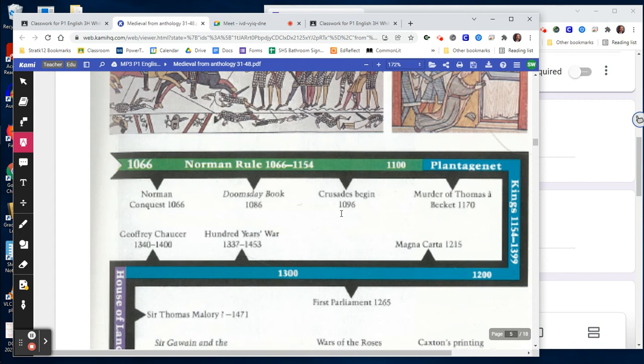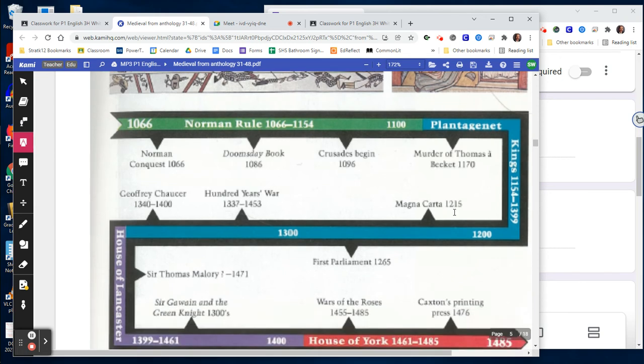That was where the kings were sending out warriors to kill off other groups. And then Thomas Becket, who was a church leader, he gets murdered, which is a big deal. And then it goes on to the Magna Carta, which maybe you've heard about in history, where the Magna Carta was an agreement where the king had to actually agree and make a deal with the leaders, with the lords, which hadn't been done before. The king could just do whatever he wanted.